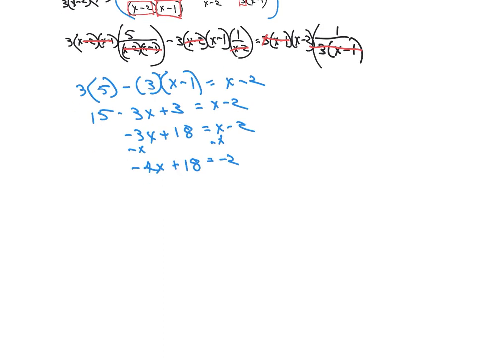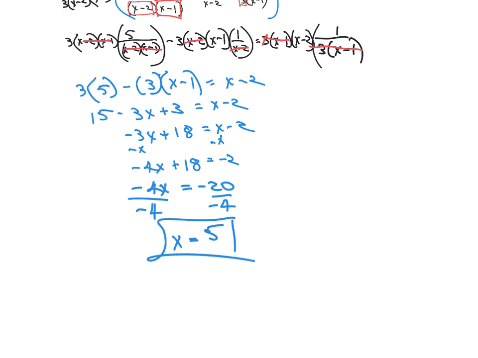And let's go ahead and move the 18 over. Trying to isolate that variable. Divide by negative 4. X equals 5. So we plug that back in the original problem and we find out that it works. So we're good to go there.